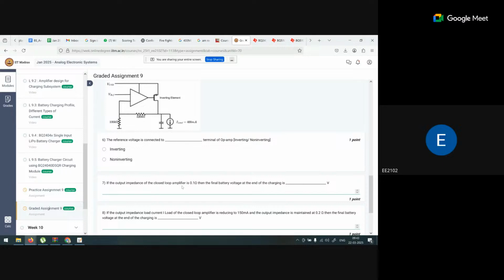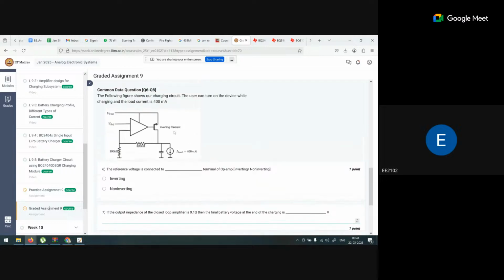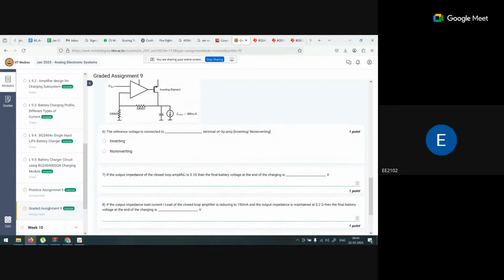If the output impedance of the closed loop amplifier is 0.1, then the battery charging voltage will charge them. We know the load current is 400 milliampere and we know the impedance. Can we identify the voltage drop at the output? The total voltage we know. Using this resistance and this current, we can identify the output voltage. If we subtract this voltage from the main voltage, we can calculate the battery voltage at the end of the charge.